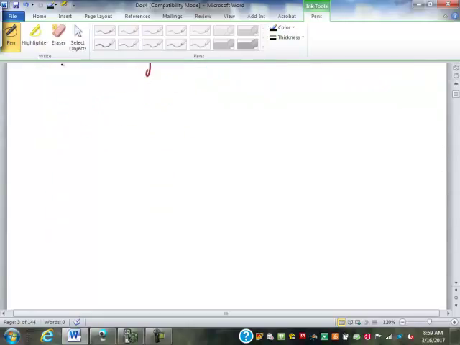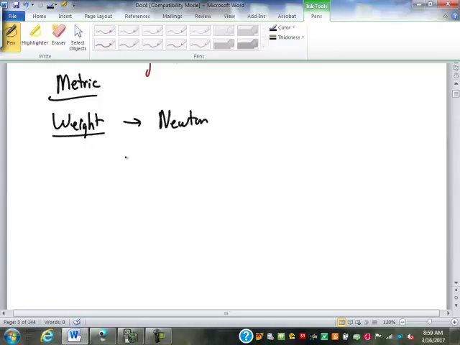So, let's look at metric. In the metric system, we tend to focus on mass. So I'm going to put weight in here first. The unit of weight in the metric system is a newton. A newton meter is a force applied over a distance. It's a unit of work. Newtons and pounds are both measurements of force.